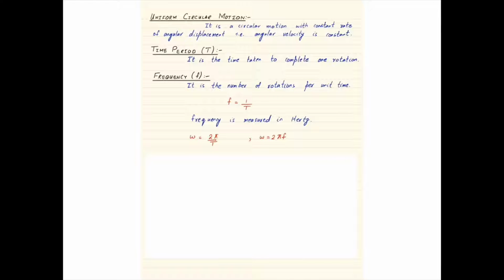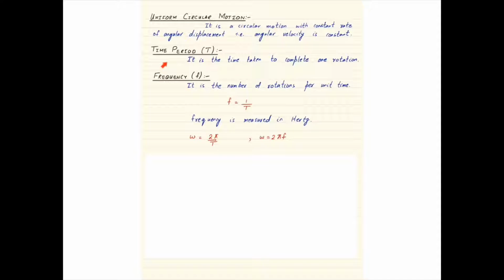A few more terms that we need to understand include uniform circular motion. If it is a circular motion with a constant speed of the particle, or a constant rate of angular rotation, that is angular velocity must be constant, then this kind of motion is called uniform circular motion.